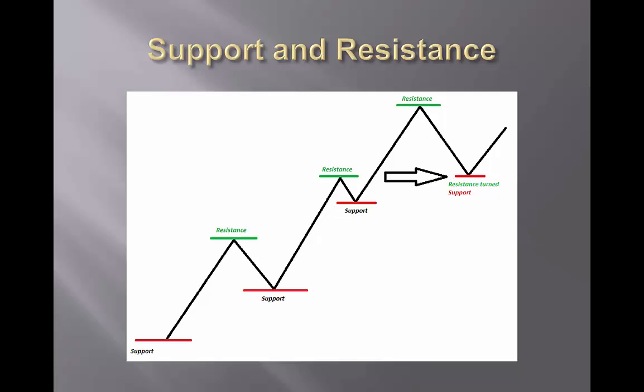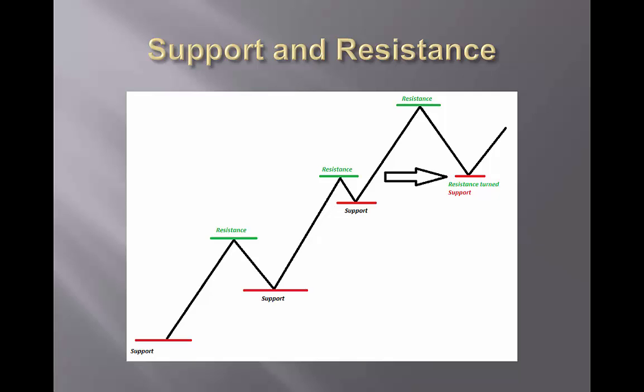Support and resistance are areas where buyers and sellers are grouped. Support means buyers and resistance means sellers. Support areas are always below the current price, and resistance areas are always above it.